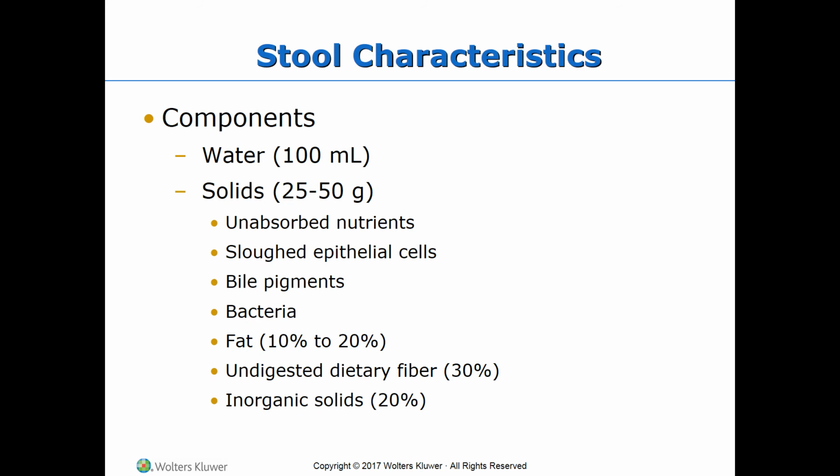And these bacteria will use these nutrients not only for their own survival, but also to make for us vitamins like certain B vitamins and vitamin K that help us as well. And then we have sloughed epithelial cells coming from the mucosa, bile pigments that give the color to our stools, and we can have fat between 10 to 20% and undigested dietary fiber depending on your normal diet, but it can go up to 30%, and inorganic solids 20%.